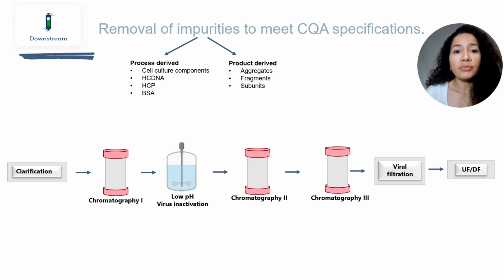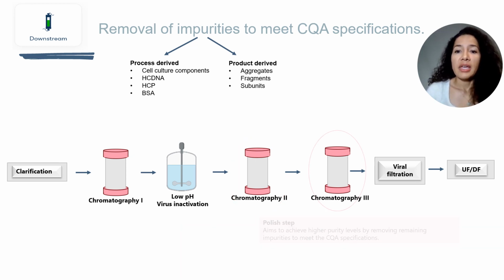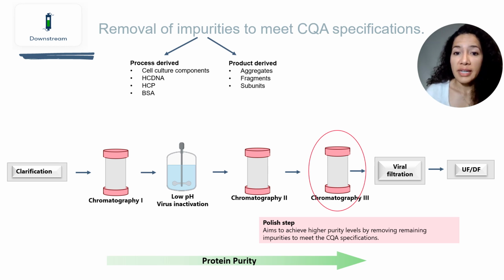The role of the following chromatography steps, the intermediate and the polish steps, is to further remove the impurities and increase the purity of the target protein so that it is safe for the patient.